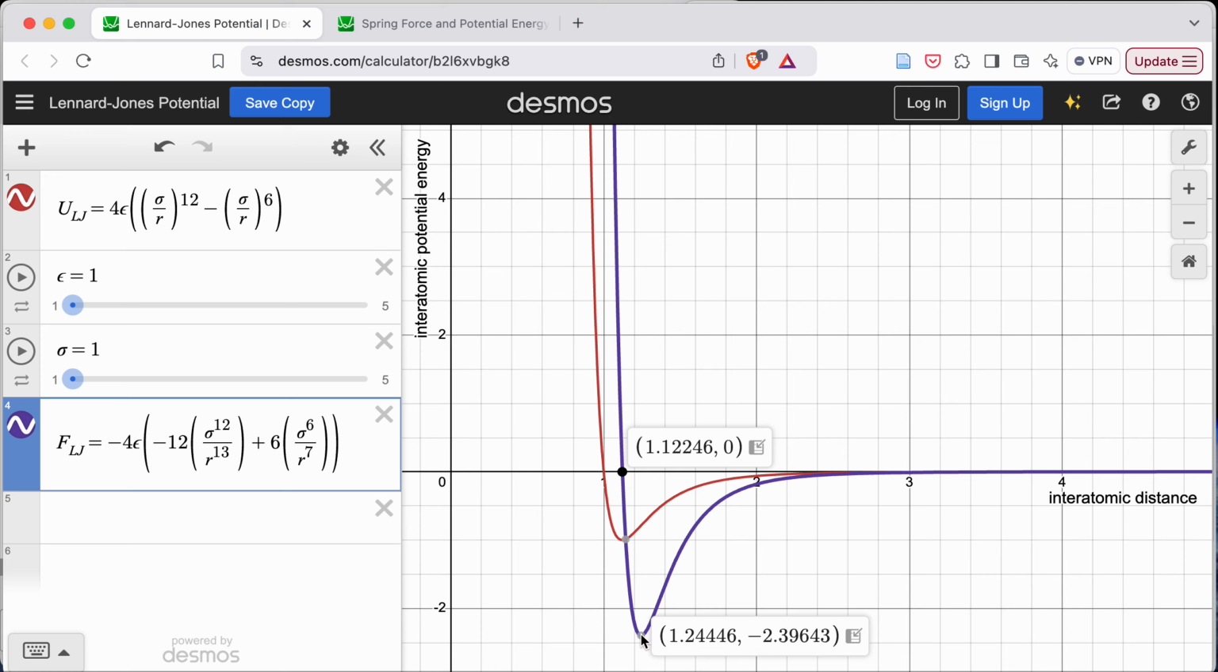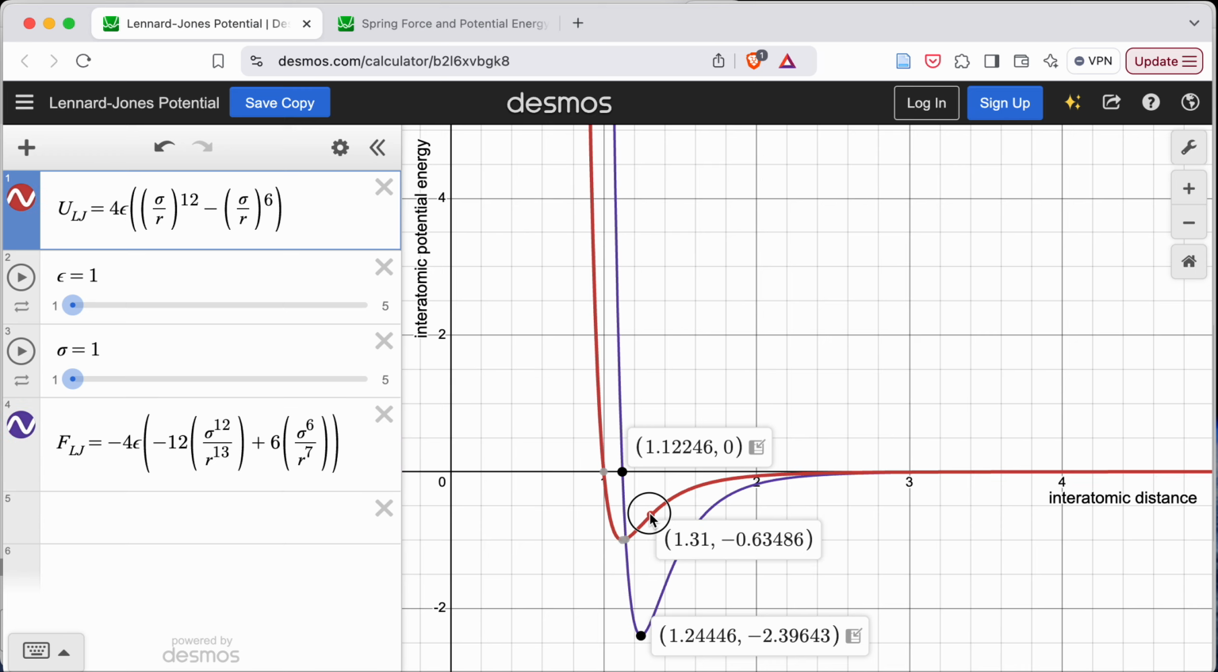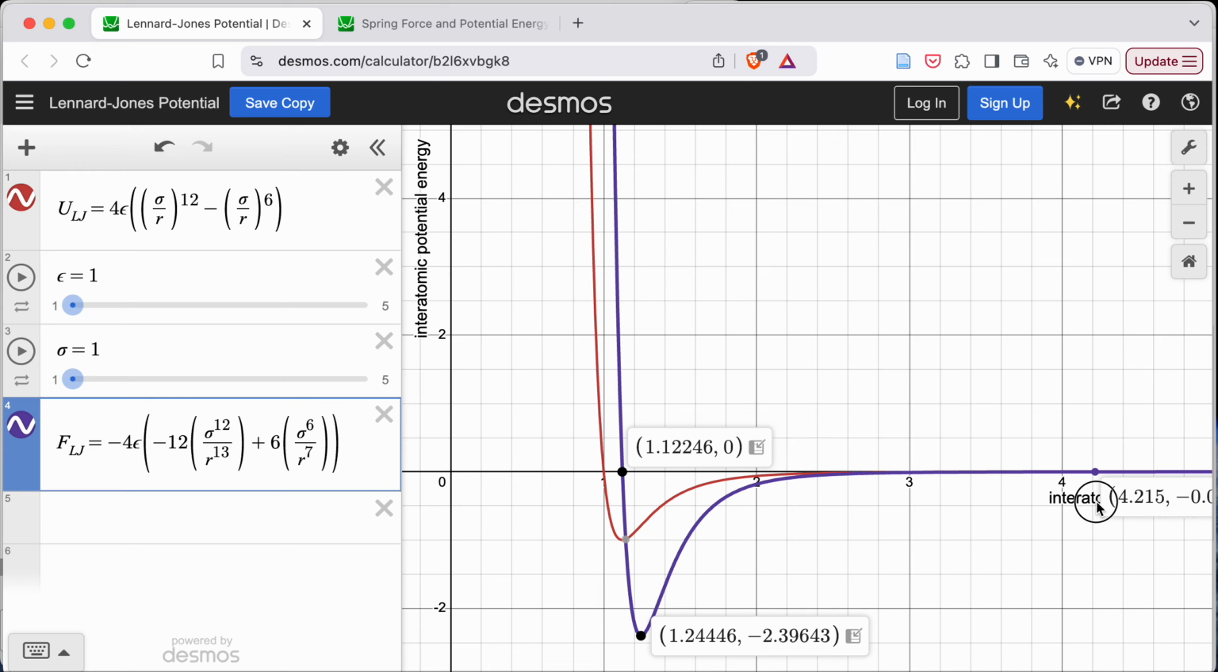And our most negative force, meaning the strongest attraction, is here where the positive slope is at its maximum on the energy function. The force also goes to 0 as we go to infinity. And as you squeeze the atoms together closer than the minimum distance, you get a positive force that increases very quickly to push the atoms apart. So this is the force function that we want to use now.